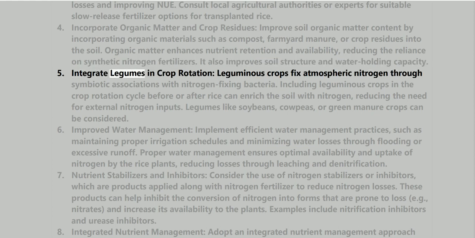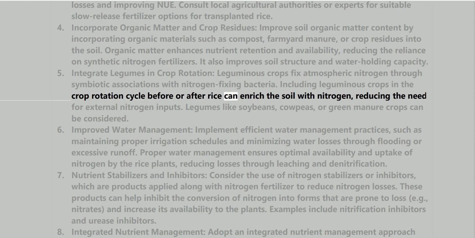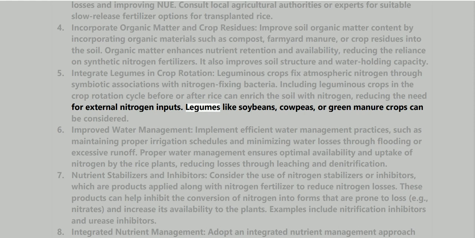5. Integrate legumes in crop rotation. Leguminous crops fix atmospheric nitrogen through symbiotic associations with nitrogen-fixing bacteria. Including leguminous crops in the crop rotation cycle before or after rice can enrich the soil with nitrogen, reducing the need for external nitrogen inputs. Legumes like soybeans, cowpeas, or green manure crops can be considered.